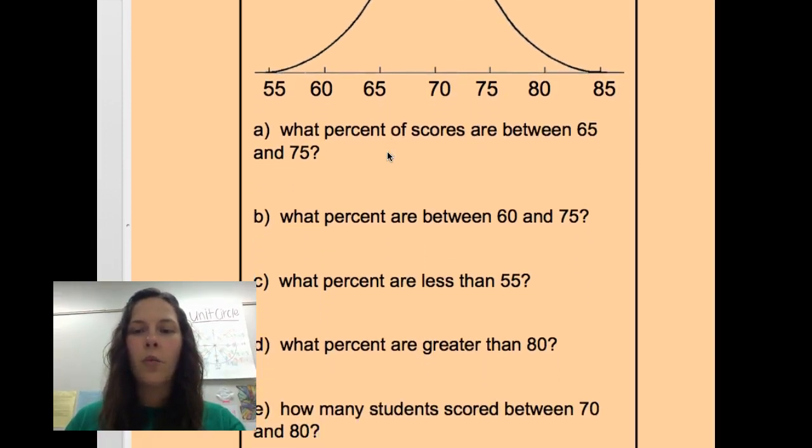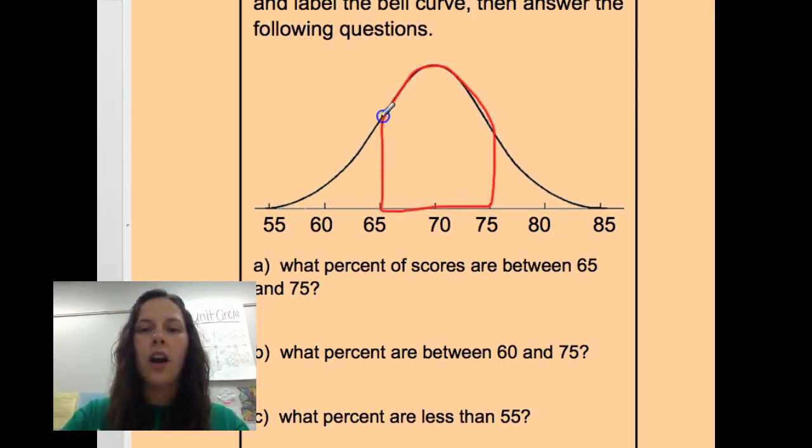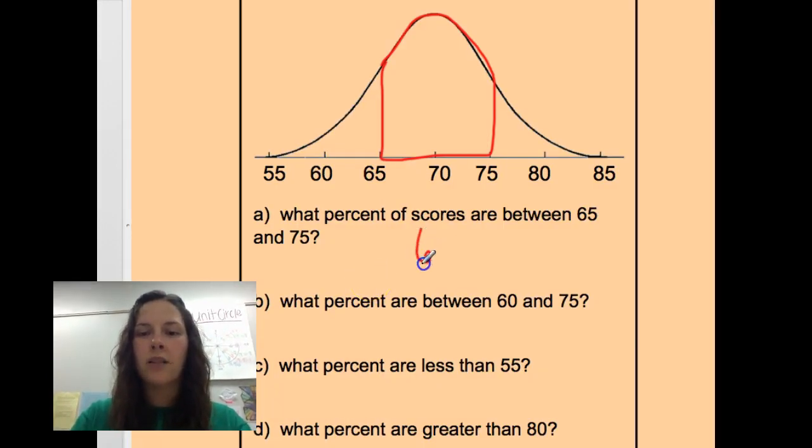Next we're going to answer what percent of scores are between 65 and 75. So when we look at our bell curve, 65 and 75 are both 1 standard deviation away from the mean. So if you remember that first graph that we looked at, 34% of the data falls within 1 standard deviation high or low of the mean. So when we combine those together, like we're doing in our example, we get a total of 68%.